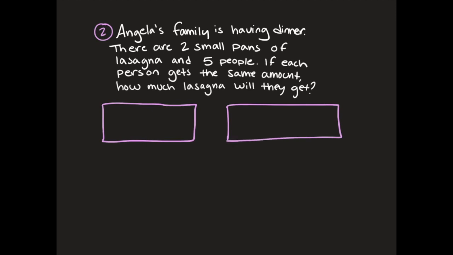Okay, so I'm going to write my number model up first so we can look at it before we start. I have 2 pans of lasagna divided by 5 people. And so we're going to look at this when we come back to our answer here. Okay, so I'm going to take 1 pan, and I'm going to cut it into 5 pieces for the number of people that I have.